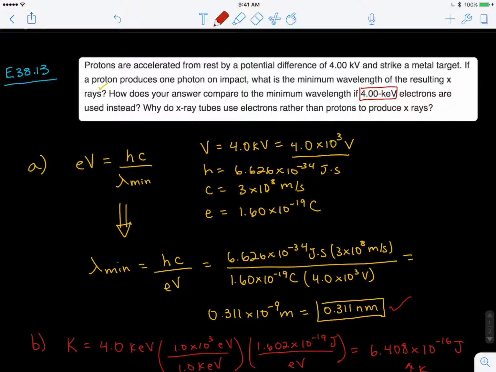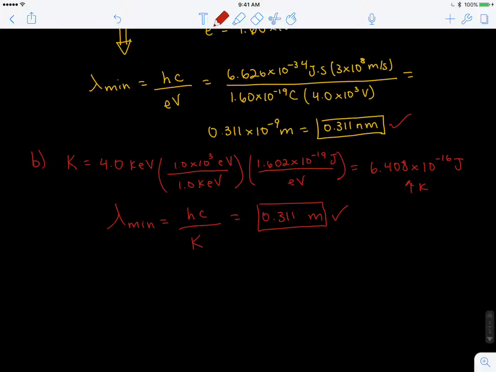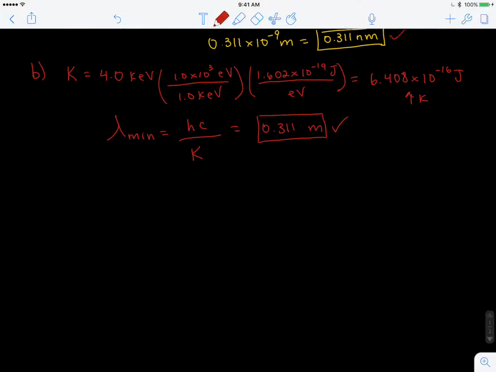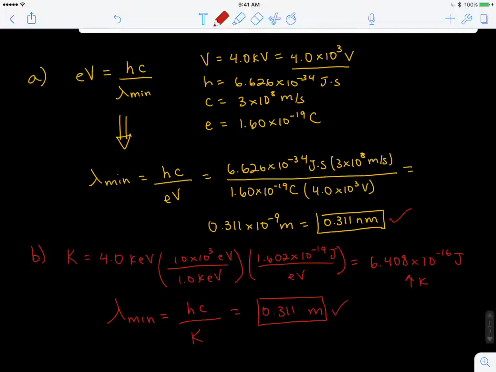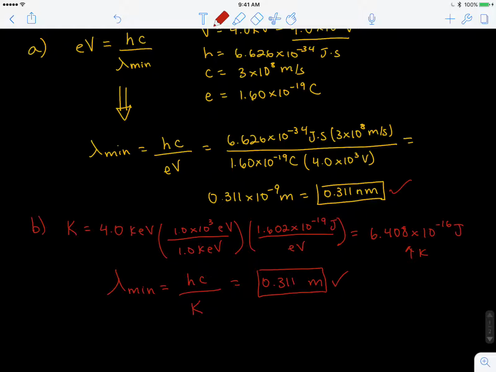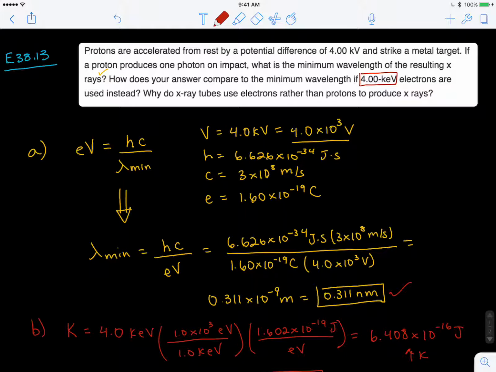So the final question asks, why do X-ray tubes use electrons rather than protons to produce X-rays? The answer is because electron beams are a lot more easily produced, and the mass of an electron is so much less than a proton, so it's way easier to accelerate than it would be to accelerate a proton beam. So I hope all of this made sense, and I think that's all we have to do for this problem.